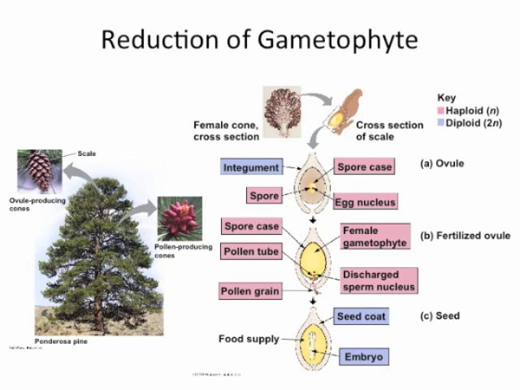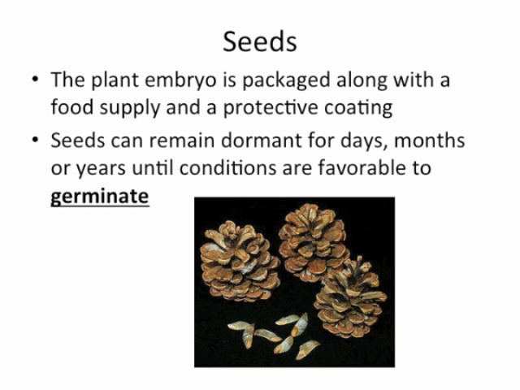So besides a reduced gametophyte, the other big adaptation, and kind of the big name adaptation that the gymnosperms have, is the presence of seeds. So seeds package the plant embryo along with a food supply. They'll also grow cells that can act as a food source for the developing embryo, and they're covered in a protective coating that keeps them from drying out. So seeds can then remain dormant for days, months, or years, depending on the species, waiting until favorable conditions occur for them to germinate.